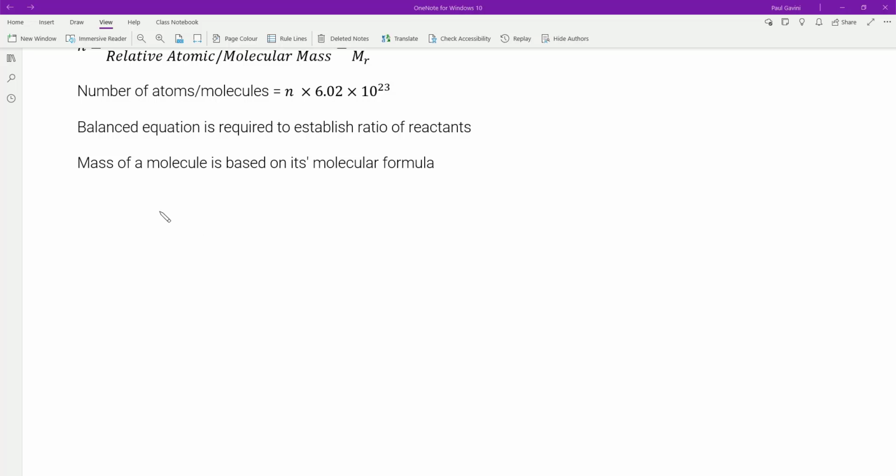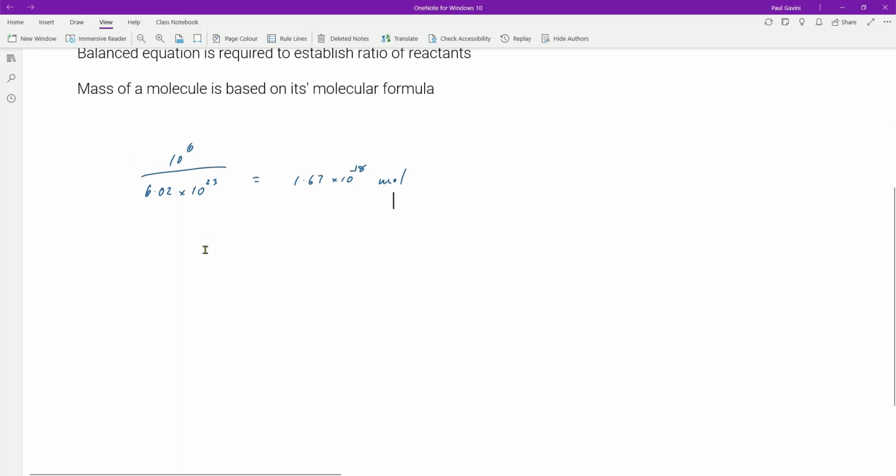Alright, so let's say we take 1 million particles, so that's going to be 10 to the power of 6, and I want to work out how many moles there are. So I'm going to divide that by 6.02 times 10 to the power of 23, and that is going to give me 1.67 times 10 to the power of 18 moles. Alright, so this value here is quite a large number.